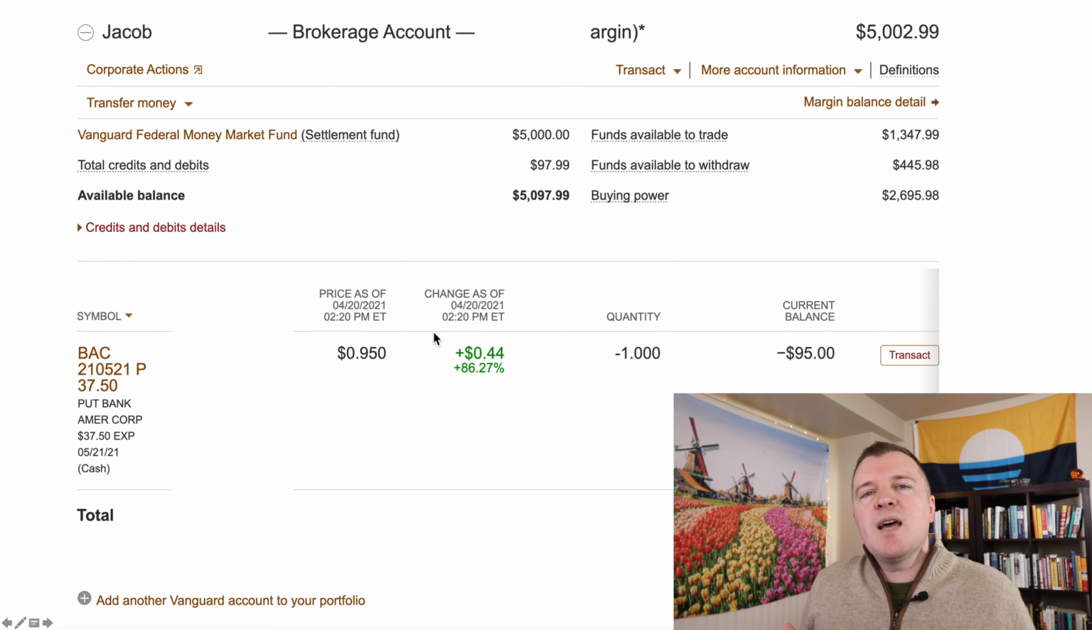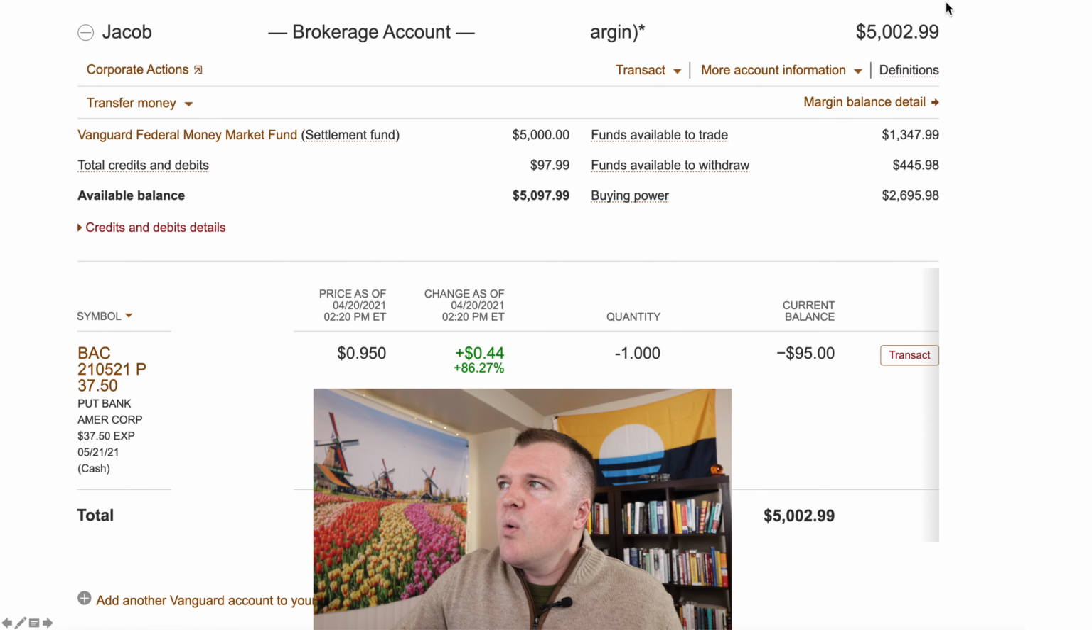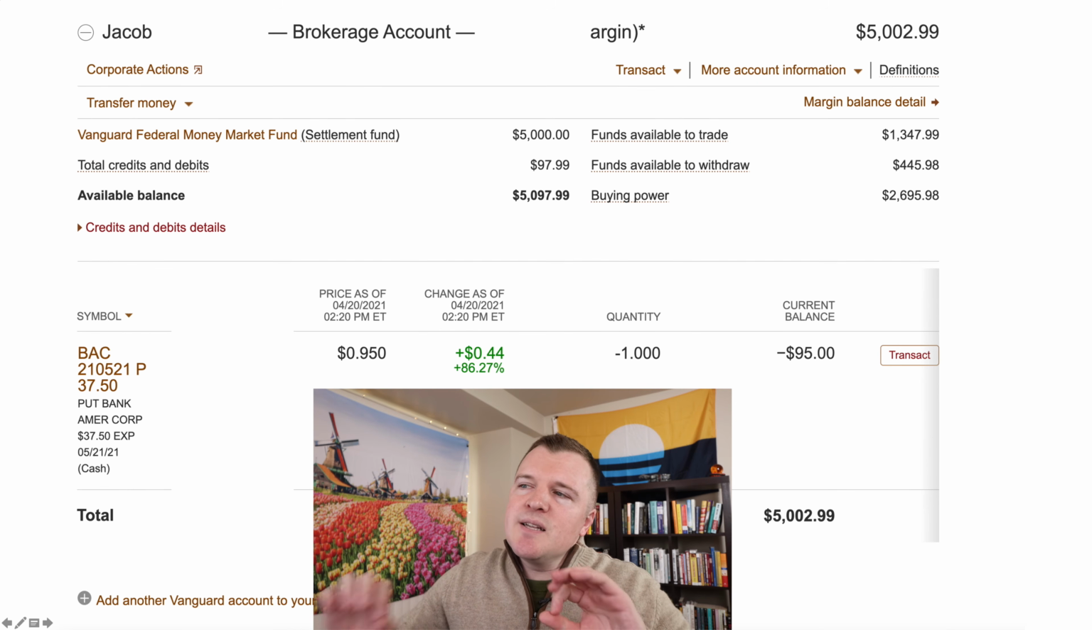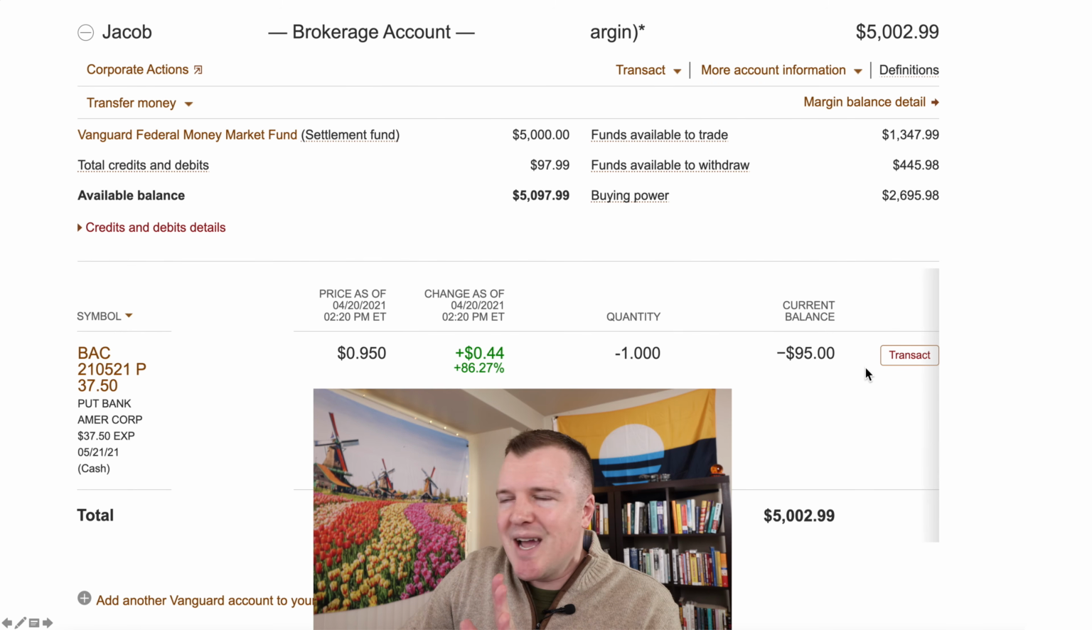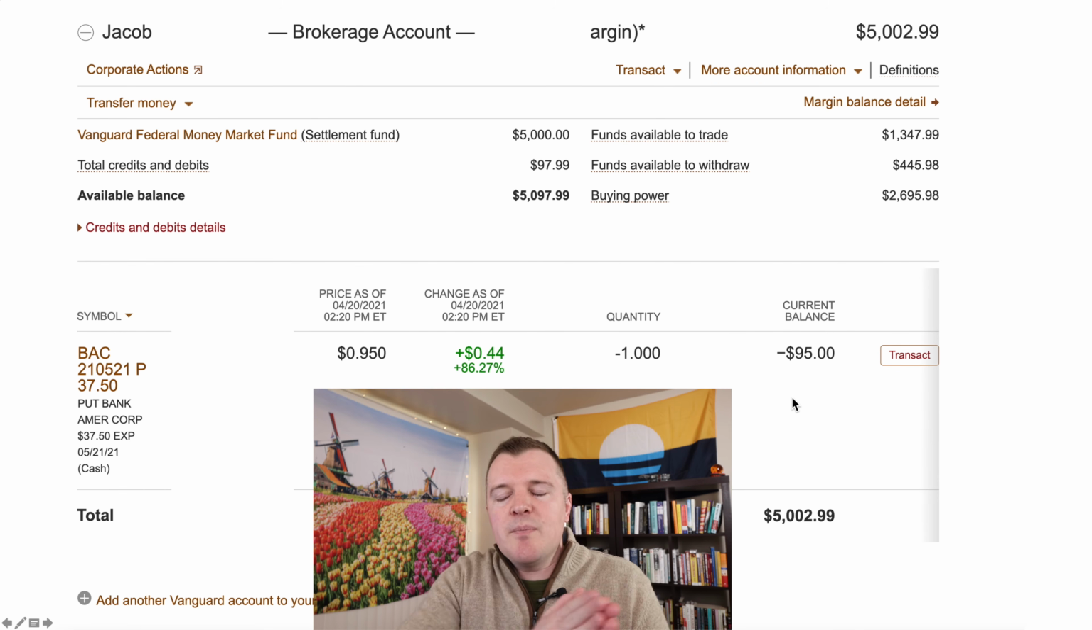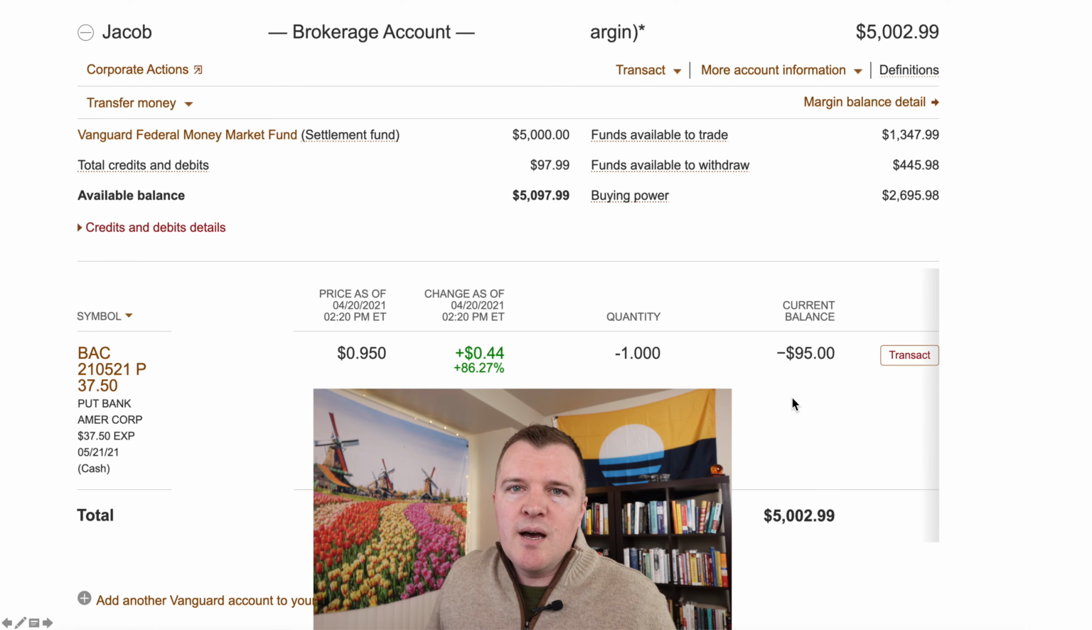So if I was paid $98 for the contract, why don't I have $5,098 in my account? It's because this put contract still has negative value, $95. Now what's happening here is theta decay and the remaining extrinsic value.